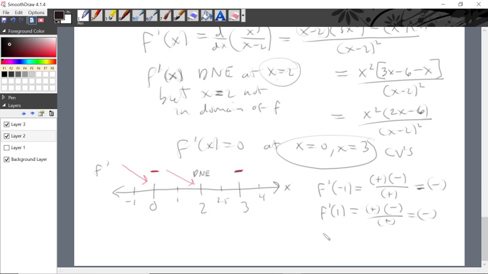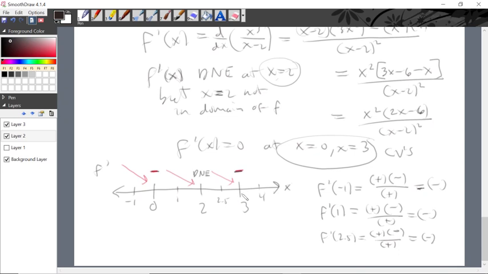Let's test at 2.5. So f prime of 2.5, we get positive for the first factor of the numerator, positive for the denominator. And if x is 2.5 here, we get 2 times 2.5, which is 5, minus 6, which is negative. So we get negative. This function is also decreasing between 2 and 3.